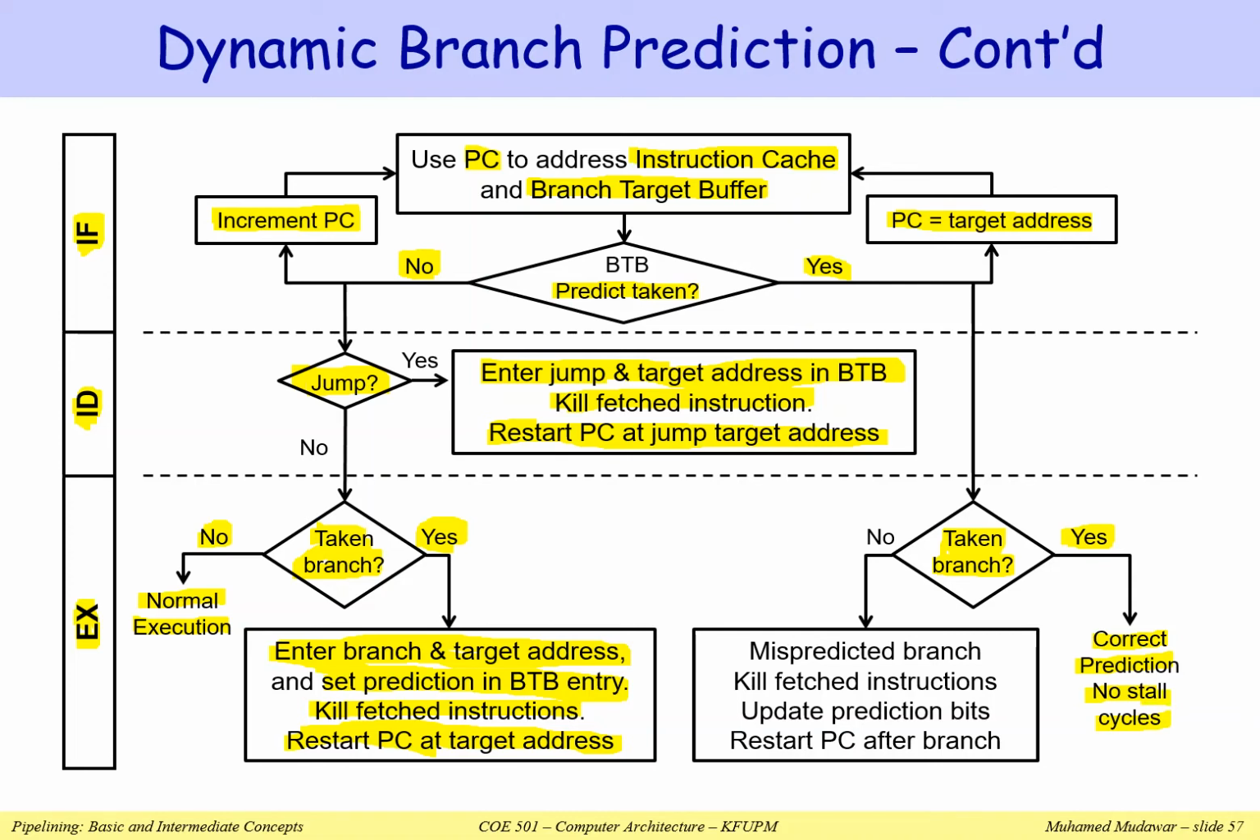On the other hand, if the branch is not taken, we have a mispredicted branch. So what we have to do is that we have to kill the fetched instructions along the branch target address. So we have to kill these fetched instructions. So these two instructions that are already in the pipeline should be killed. We have to update the prediction bit in the branch target buffer, and we have to restart the PC to continue after the branch instruction.